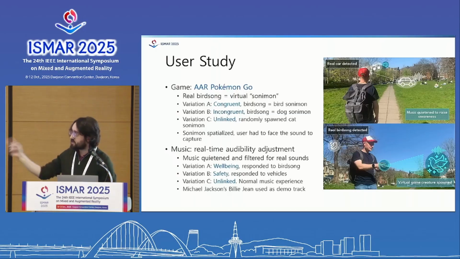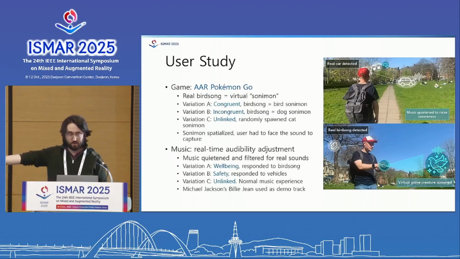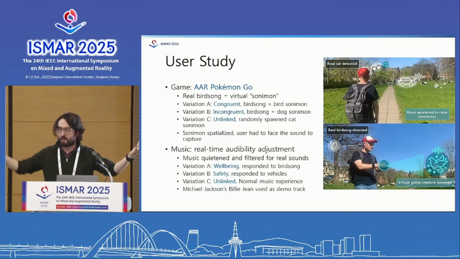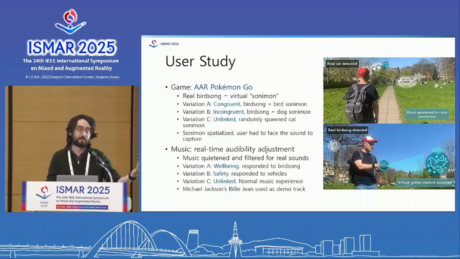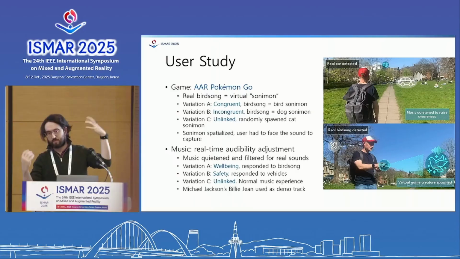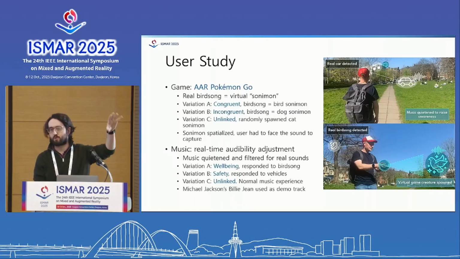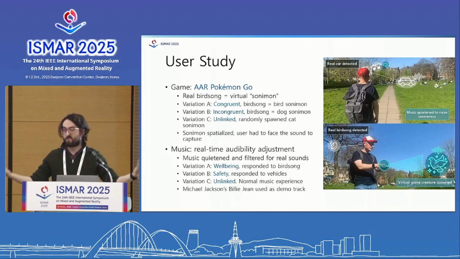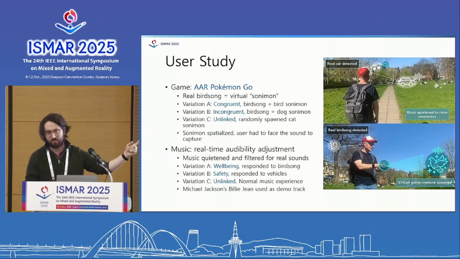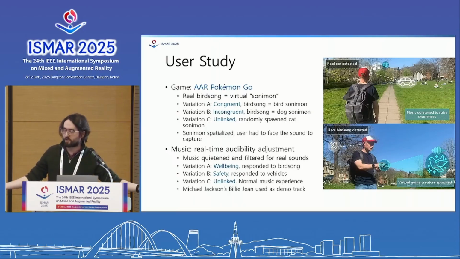We tested an incongruent link, where a bird sang in the real world. You got a dog Pokemon, completely unrelated to the bird, other than the fact that the bird triggered it. And then we had an unlinked version, which is effectively how Pokemon Go works right now, for the 5 people still playing Pokemon Go, where just at random intervals we spawned a cat Sonomon. And for these Sonomon we used spatial audio, so they had a 3D position in the world, they were audio only, and basically the user's task was to turn on the spot until they felt they were facing the sound, and then press a button, and if they had localized the Sonomon correctly, they caught it.